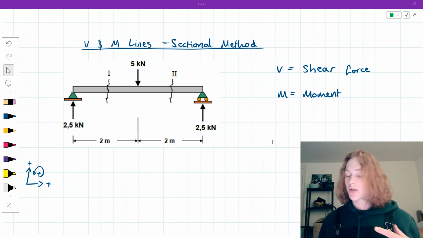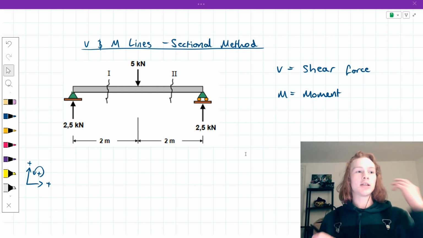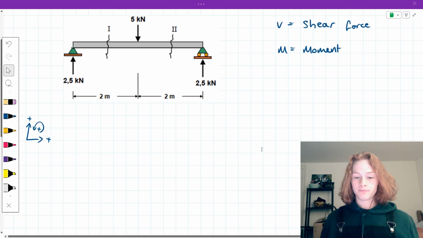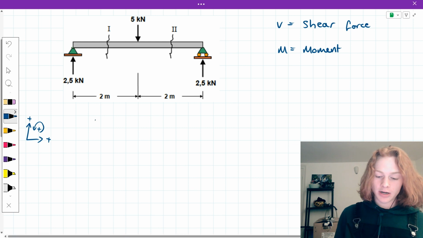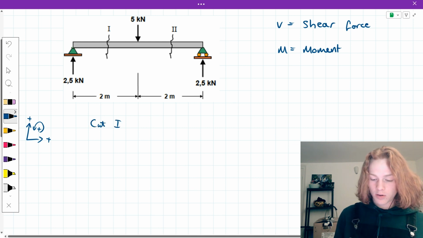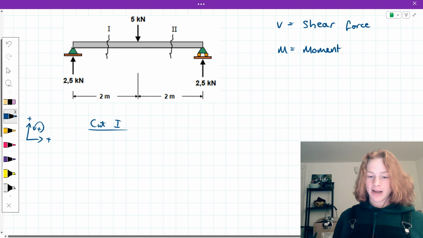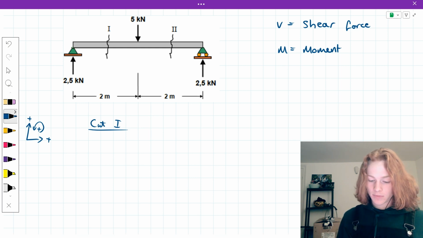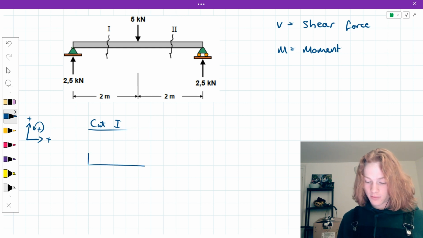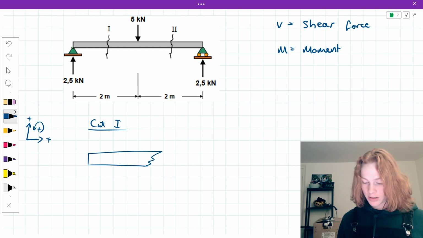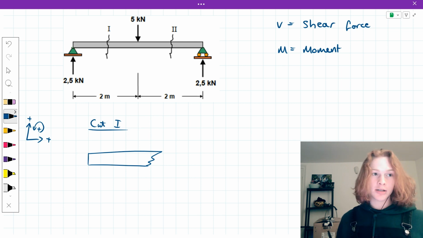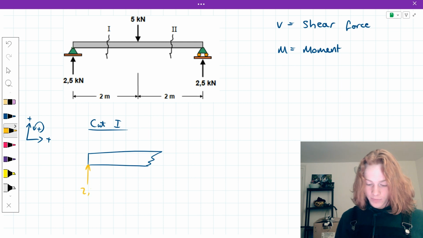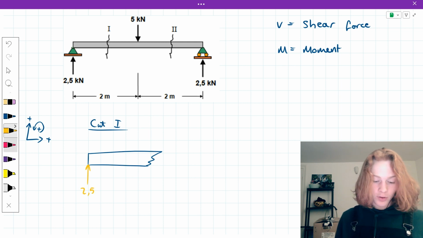Where do we start? In order to start, like I say, we need these two cuts. I'm going to start looking at cut 1, and I'm going to draw the diagram relating to cut 1. So this is my free body, looks something like this. This squiggly line represents our cut. We have this 2.5 kilonewton force.